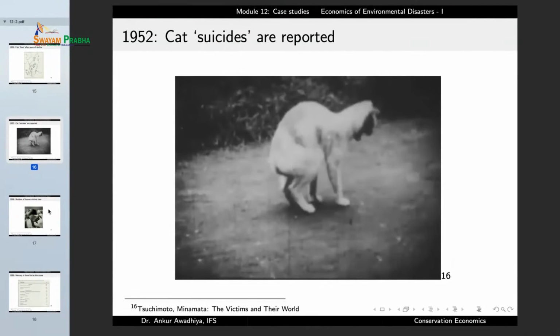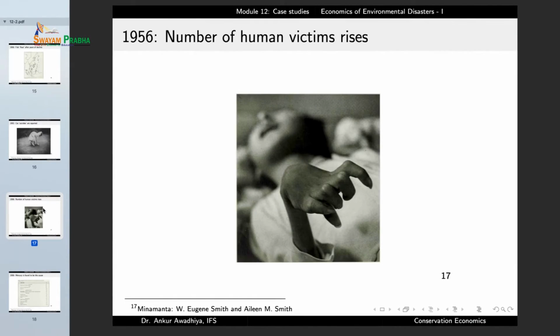So this is when people actually started to look at this particular phenomenon. What is so special about Minamata that the cats have started to commit suicide? What is so special that the fish are dying and floating on top of the water? Then, in a short time, we start observing symptoms in the humans as well. So the humans also start to show very similar symptoms.